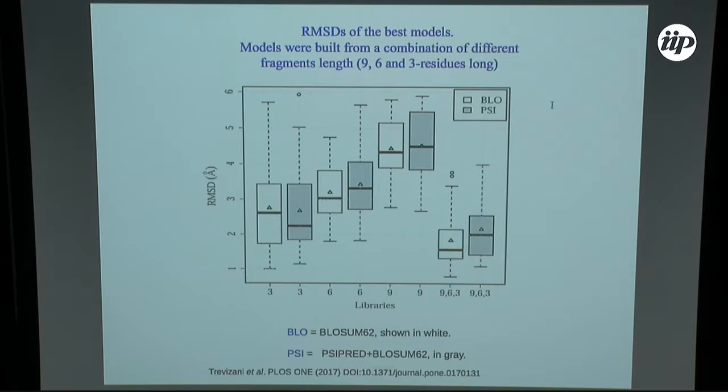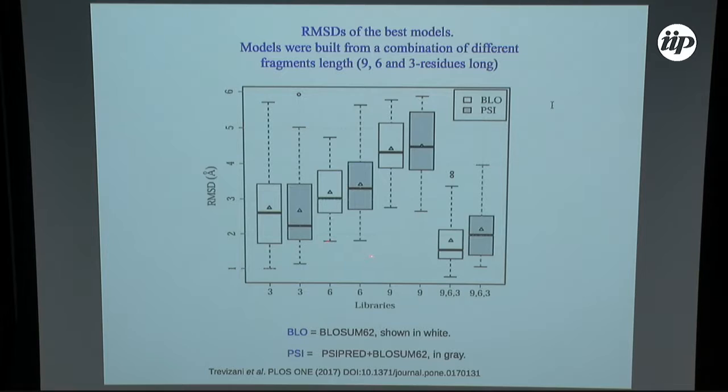Here we have an important result, where you use a set of proteins from different classes. And this is the mean result, where we have the Blosum, the Blosum similarity matrix used to generate fragments. And the PSI, it's the PSIPRED secondary structure prediction plus the Blosum similarity matrix scoring. We saw it's a very interesting problem. When you use a structural scoring function, the similarity matrix gives similar results to the PSIPRED and Blosum strategy.